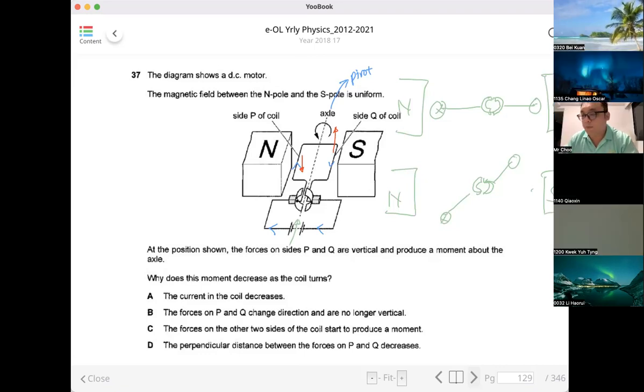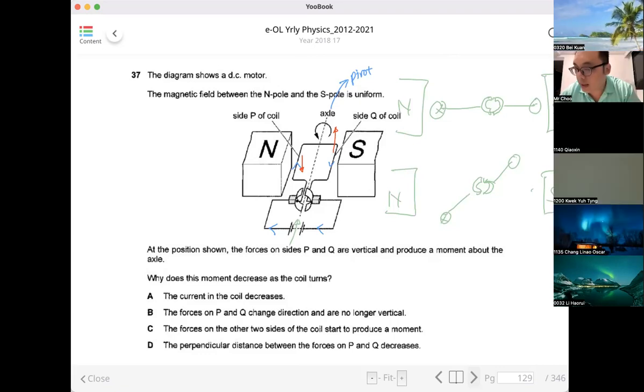Okay, so let's assume that the forces are the same. Clear so far? This is what happened. So why is it that when it starts turning, the moment decreases? Why does the moment decrease? That's my question. Remember I told you all, the center here is the pivot. So I'm going to draw the perpendicular distance. Okay, so this is the perpendicular distance.